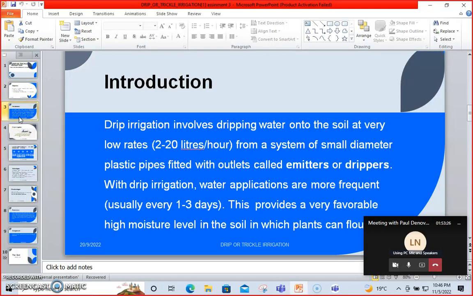So we'll go straight to the introduction. As we said earlier, drip irrigation is all about releasing water in small quantity. Normally you use pipes, and the emitters on the pipes are placed at every plant so that the water goes directly to the roots. The release of water is at a very low rate, between 2 to 20 liters per hour. Normally it is done occasionally. You can do it for 1 to 3 days, then you stop, and then you repeat again. So that is drip irrigation.